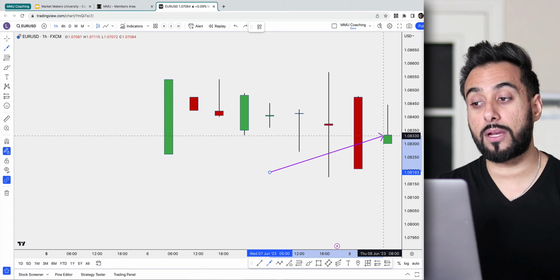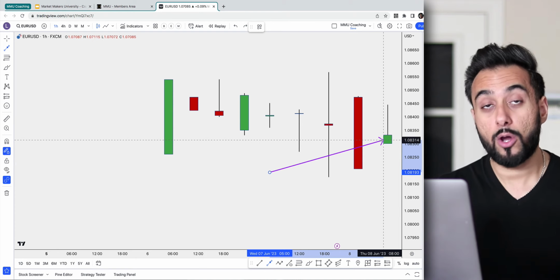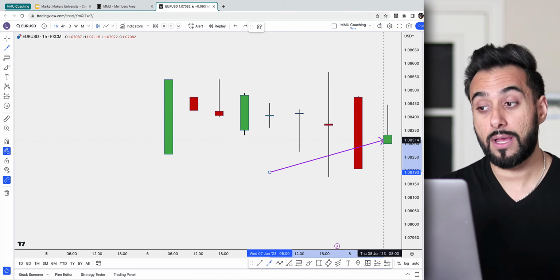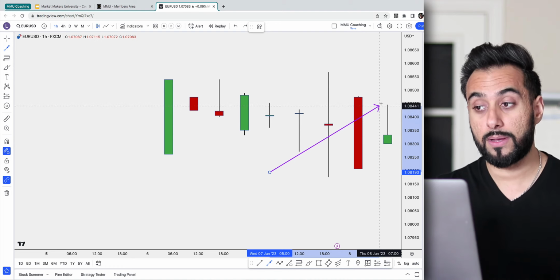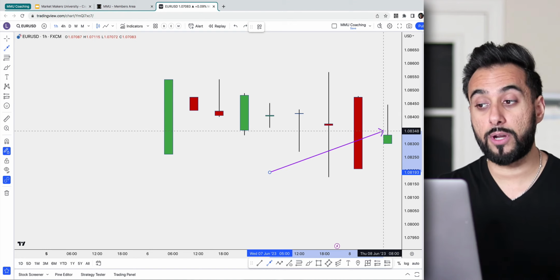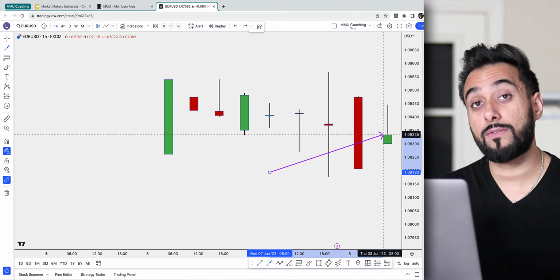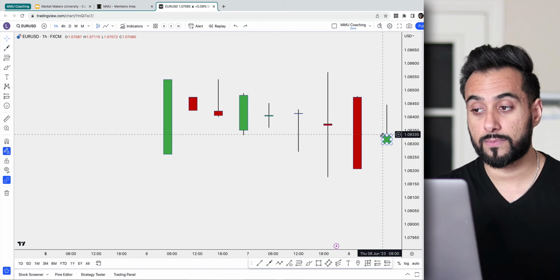So even though this is a green candle, in reality, who had the last say? Did the buyers have the last say or the sellers? I would say the price pushed up and then the sellers said, no, we're going to push this all the way back down. The candle reversed pretty much all the way. So in this case, this is a bearish candle as well, even though it is green.